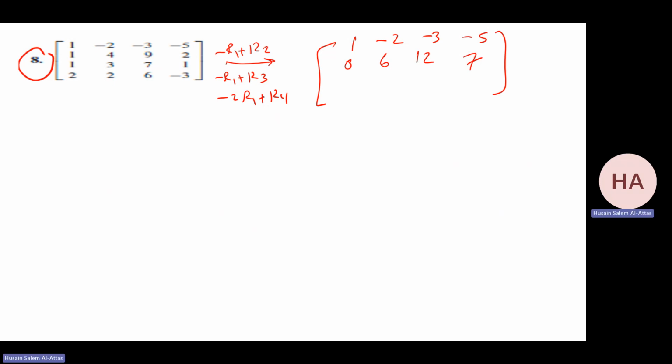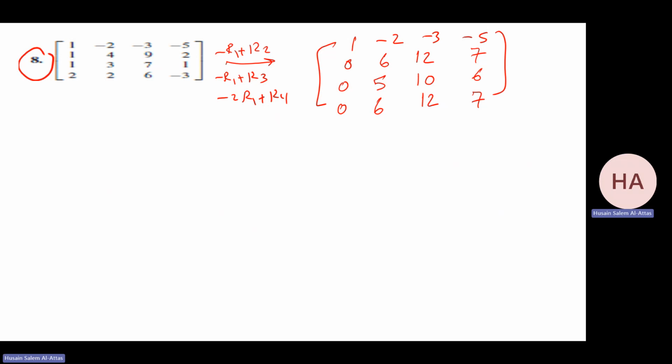Okay. Multiply by minus 1 and add. Very clear. By minus 1 and add, that will be 0. Minus 1 and add, that will be 5. Minus 1 and add, that will be 10. Minus 1 and add, that will be 6. Minus 2 and add, that will be 0. So it will be 4 plus 2, that will be 6. Minus 2, that will be 6 plus 6, that will be 12. Minus 2, 10 minus 3, which is 7.